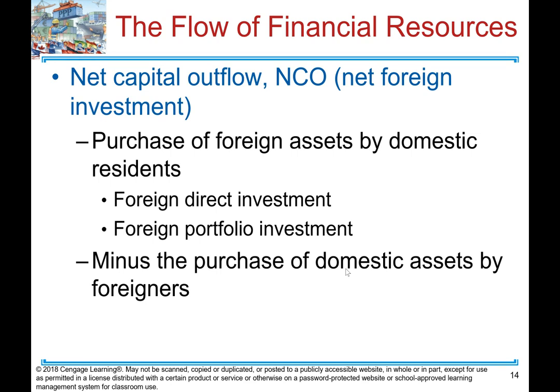Now, that minus the purchase of domestic assets by foreigners. When foreigners build plants here in the United States, that is foreign direct investment. And when they buy stocks or bonds in American corporations, that is foreign portfolio investment. When you net the two, the purchase of foreign assets by domestic residents minus the purchase of domestic assets by foreigners, that is how you get the net capital outflow.